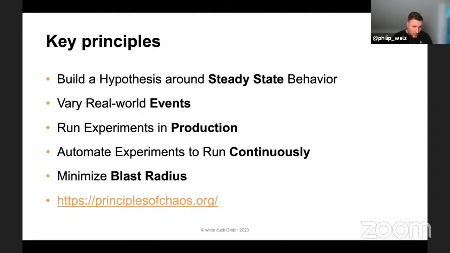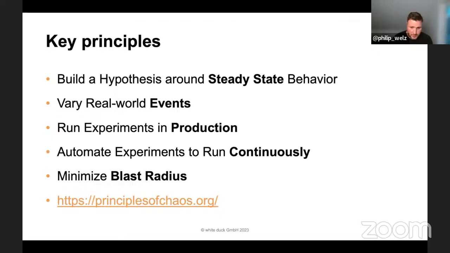The key principles are: build a hypothesis around steady state behavior, vary real-world events, run experiments in production, automate experiments to run continuously, and minimize the blast radius.